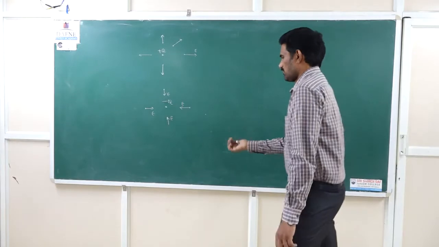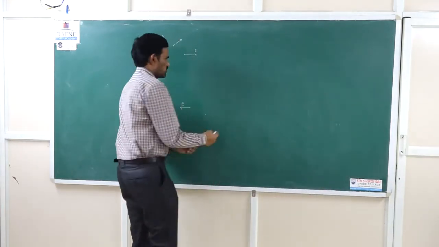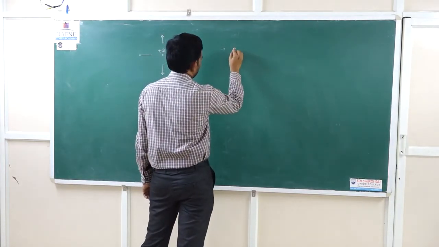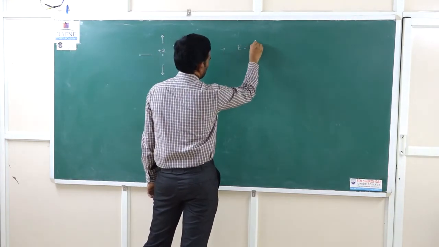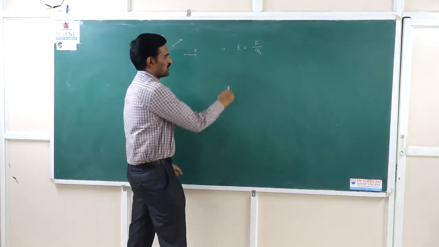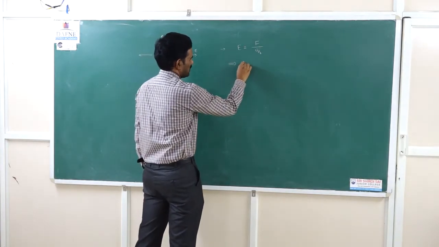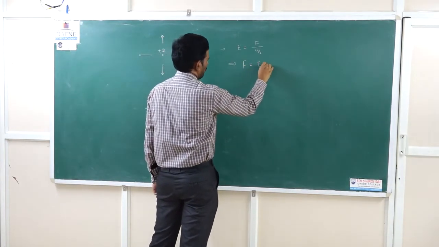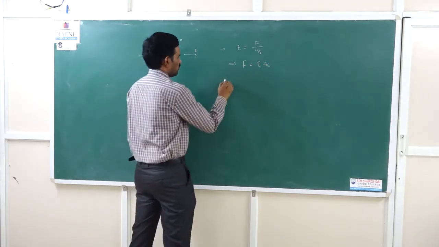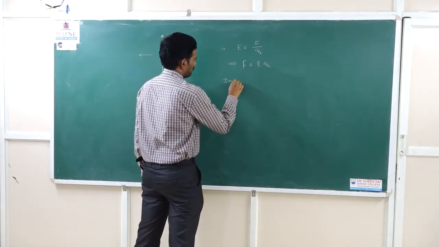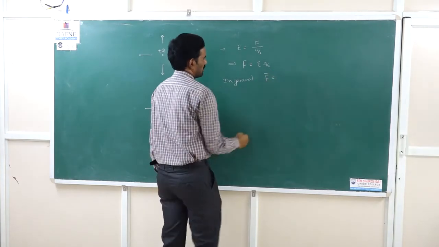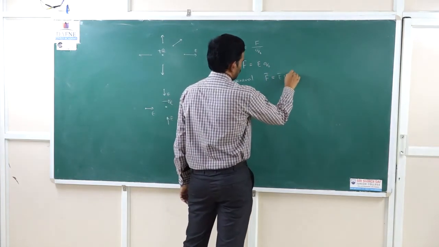Next, from the definition, we can mention one point here which will be used later. According to the definition, electric field strength is F by Q0. From this, we can write F is equal to E into Q0. In general, I can express it as F bar is equal to E bar into Q.